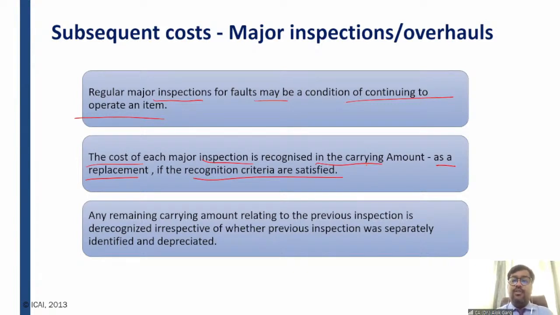Same way, whatever remaining carrying amount was there relating to the previous inspection has to be de-recognized, irrespective of whether that inspection cost was separately recognized or identified. But yes, if today you are incurring an inspection cost, you have to arrive at the last or original inspection cost, de-recognize that, and capitalize today's cost. Same in the manner we have just done in the truck example and in the machine and turbine example.